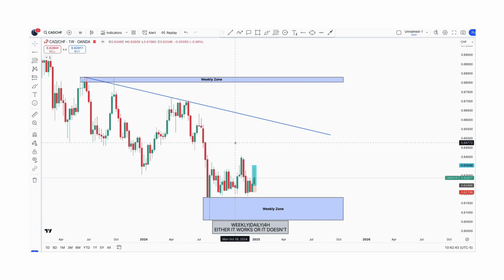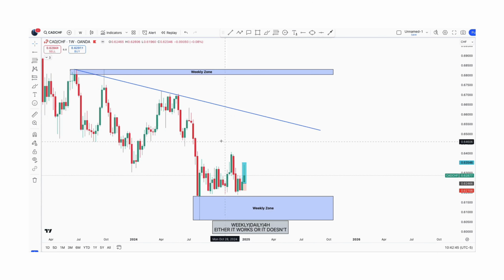All right, so the first thing we're going to look at is a trade that I'm actively in, which is CAD CHF. And if you're new to this channel, I am a swing trader, so I break everything down from the weekly, daily, and then 4-hour time frame where I like to see my entries. And at the bottom here, you can see either it works or it doesn't. That's going to be trading in a nutshell.